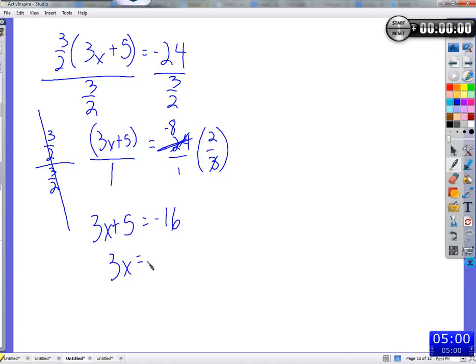3x equals negative 21. Just subtracting 5 from both sides, negative 16 minus 5 is negative 21. And x equals negative 7.